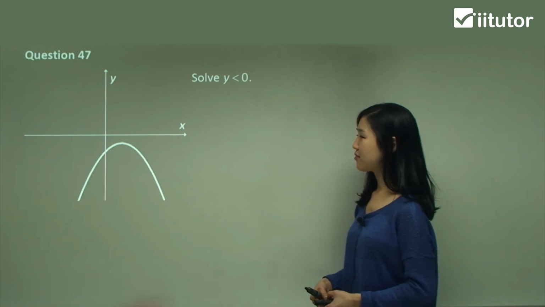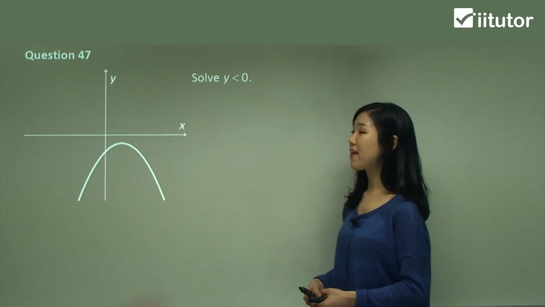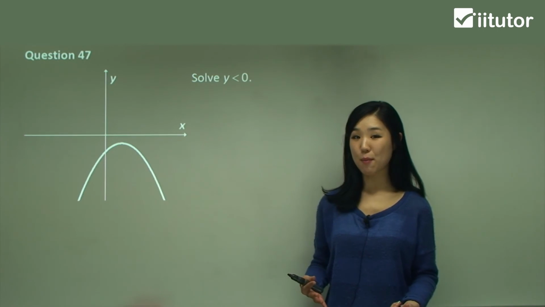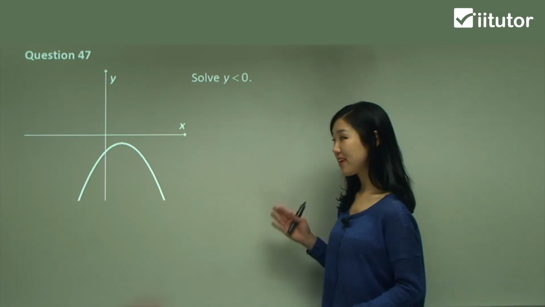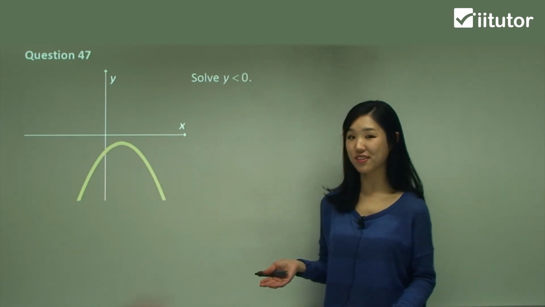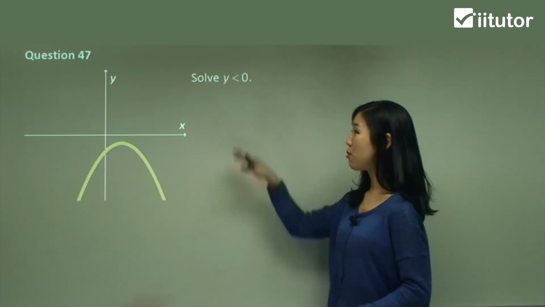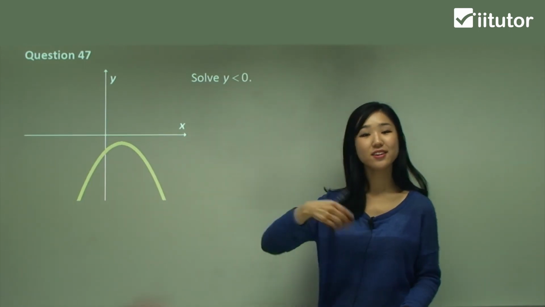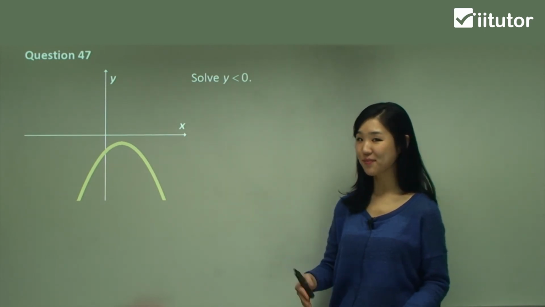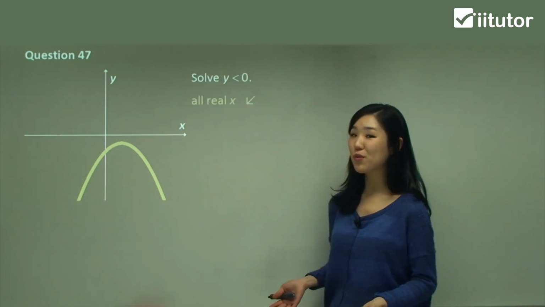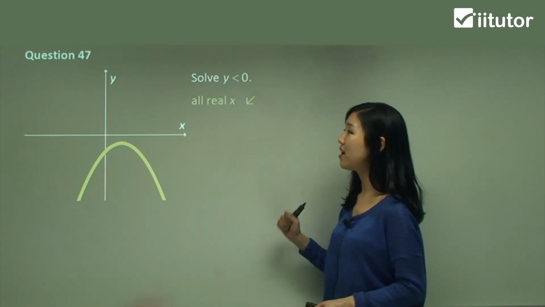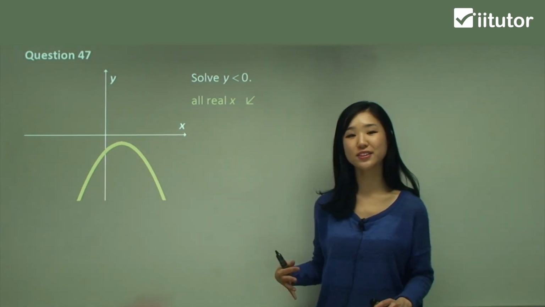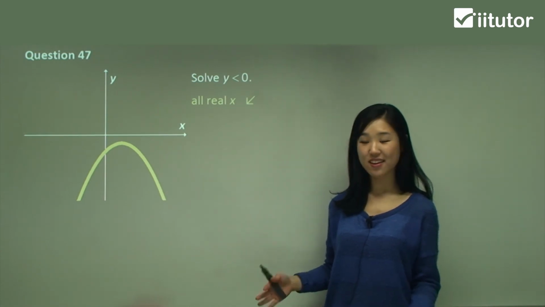And finally, question 47 says solve y is less than 0. This time, is there any part of the graph that's below the x-axis? Yes, the whole graph actually is below the x-axis, which satisfies this inequality. So therefore, what can you guys tell me? Yes, all real values of x, because all parts of the graph satisfy this inequality, all values of x will also satisfy it. Okay, it's as easy as that.